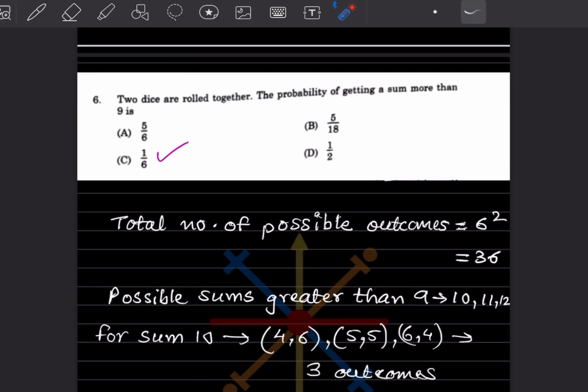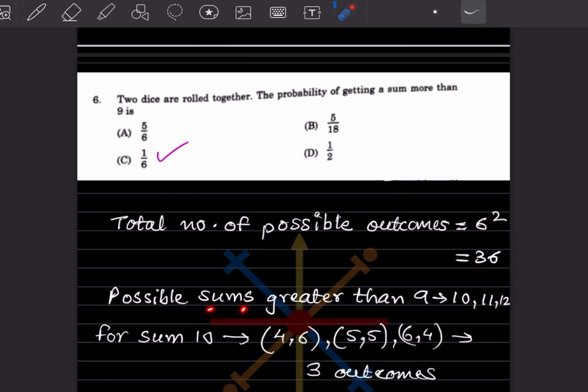Two dice are rolled together. Find the probability of getting a sum more than 9. So now, the number of possible outcomes with 2 dice: in one die we have 6, and in the other one also 6. So that is 6 squared, which is 36.